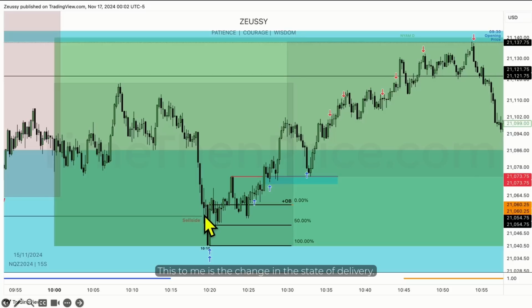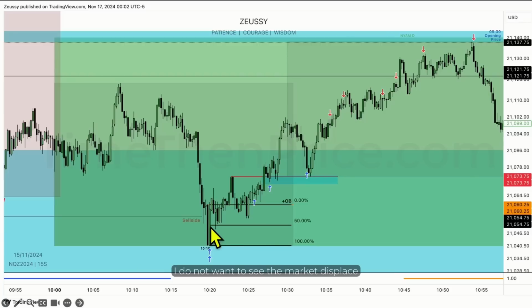This to me is the change in the state of delivery, and I'm going long the moment that price crosses the open of this down close candle. This down close candle is a bullish order block. As you can see from this bullish order block, I have annotated the range from the high to low. Notice that 50% of this bullish order block is right here. This is the mean threshold of this order block.